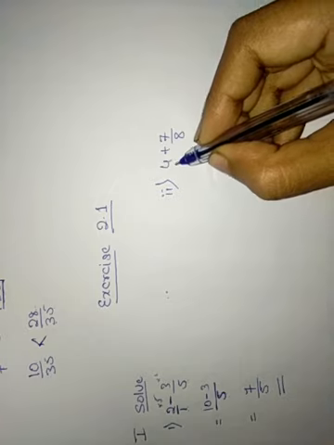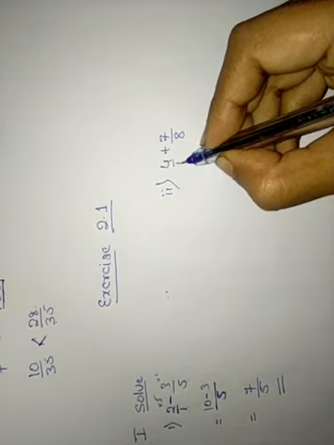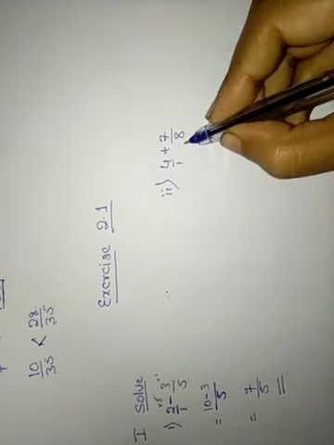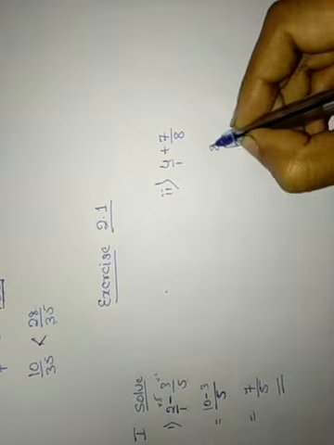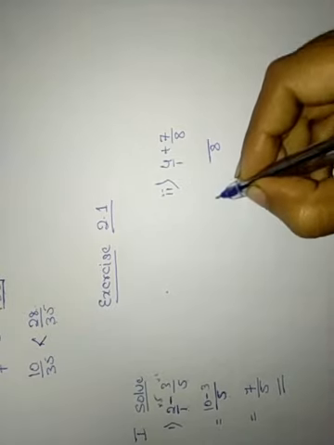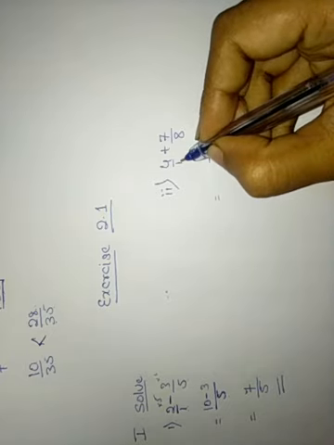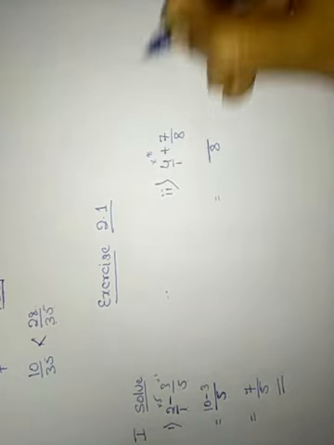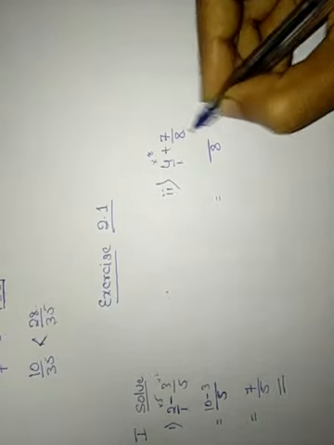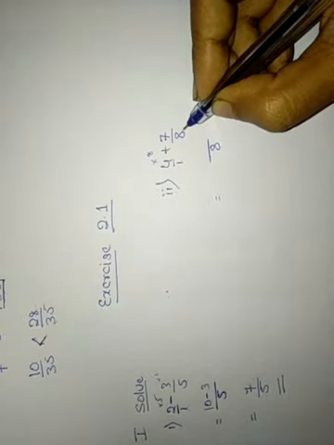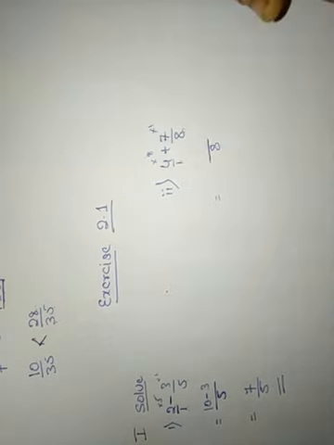Again here you can observe the denominator is 1, right? So the LCM will be 8. To make the denominator 8, I will multiply it by 8. Here it is already 8, the LCM value is 8, so I will multiply it by 1.